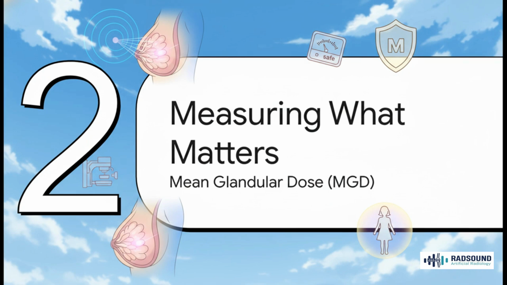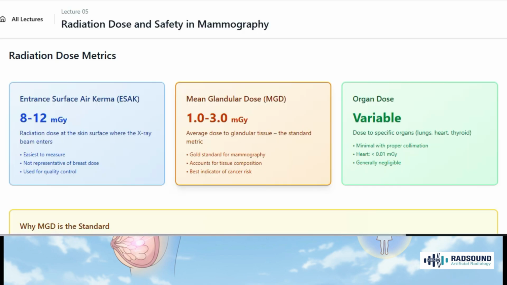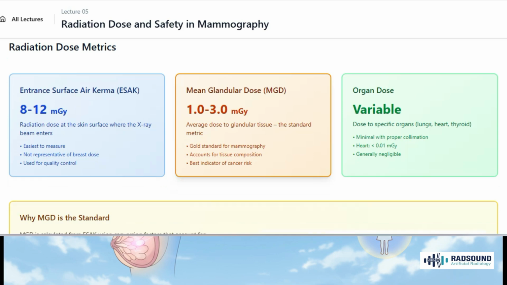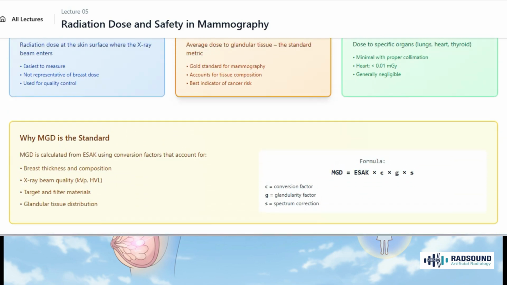So if we're going to manage this cost, we have to be able to measure it. And not just measure it, but measure it accurately. We can't just slap a detector on the skin and call it a day. We need to know the dose to the specific tissue that is actually at risk. And that, my friends, is where the concept of mean glandular dose, or MGD, comes into play.